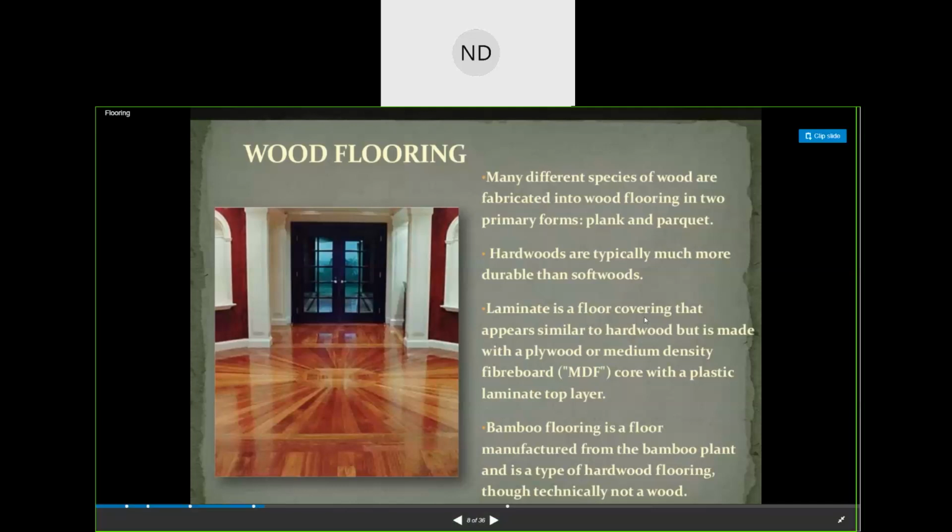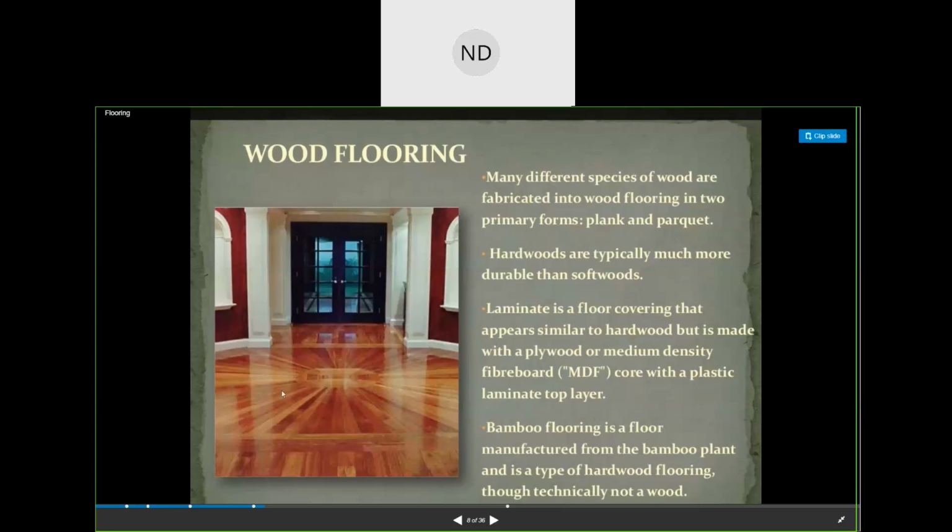Then we have laminate, a floor covering that appears similar to hardwood but is made with plywood or medium density fiberboard. Sometimes you can see that it looks like it is made of wood, but it is not actually wood. It is a lamination above the plywood, which can be similar to hardwood, but it is not actually wood, in some cases. Then we have bamboo flooring, a floor manufactured from the bamboo plant and is a type of hardwood flooring, though technically not a wood.